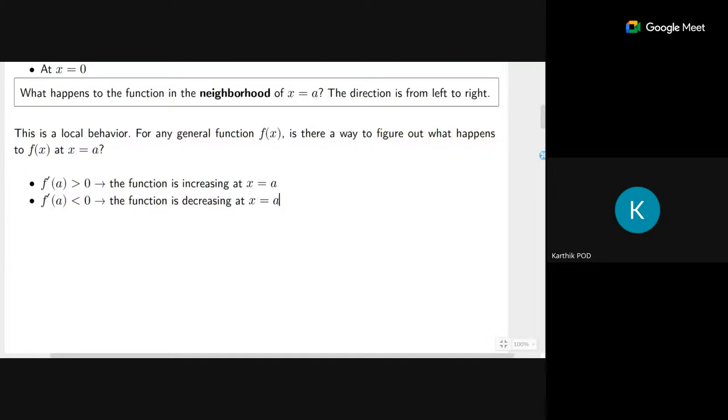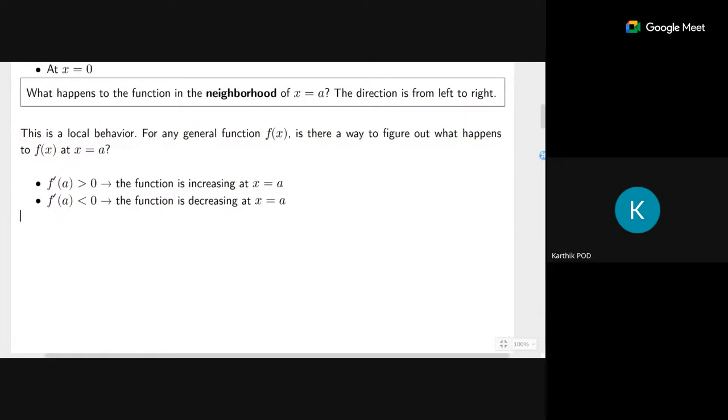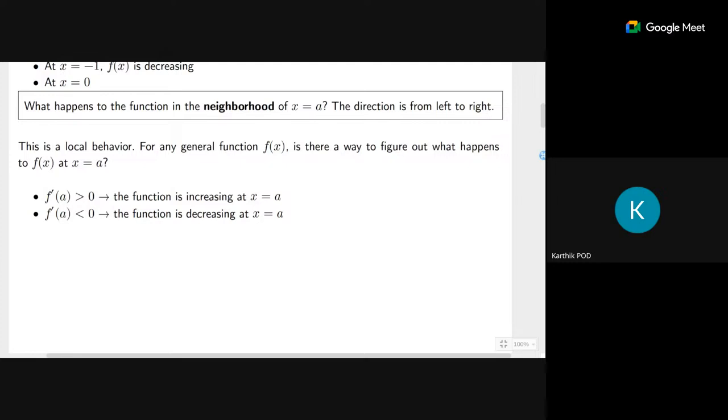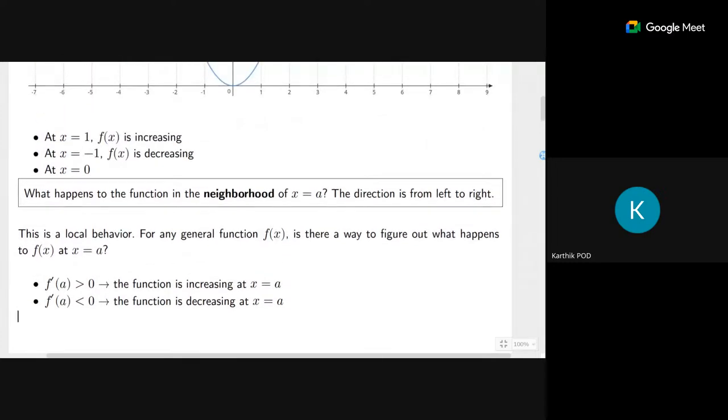Okay, if f dash of a equal to 0, then it's a critical point. So as they say, it's a stationary point. They sometimes call it a stationary point, and we really don't know, right? So this question of is it increasing, decreasing business really doesn't come into the picture here. So we will leave this out for now. Okay. We'll just look at these two very explicit, clear cases of when the function is increasing, when it is decreasing. Okay. So this idea you should have in the back of your mind before we move to functions of two or more variables.